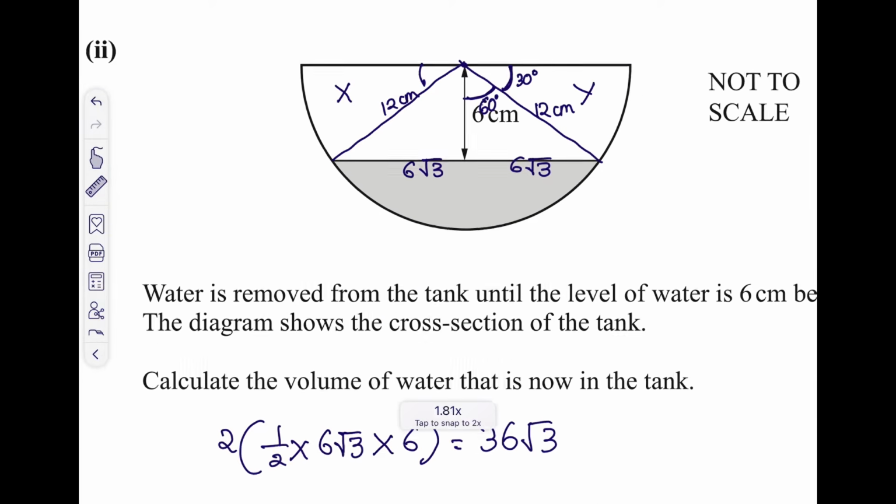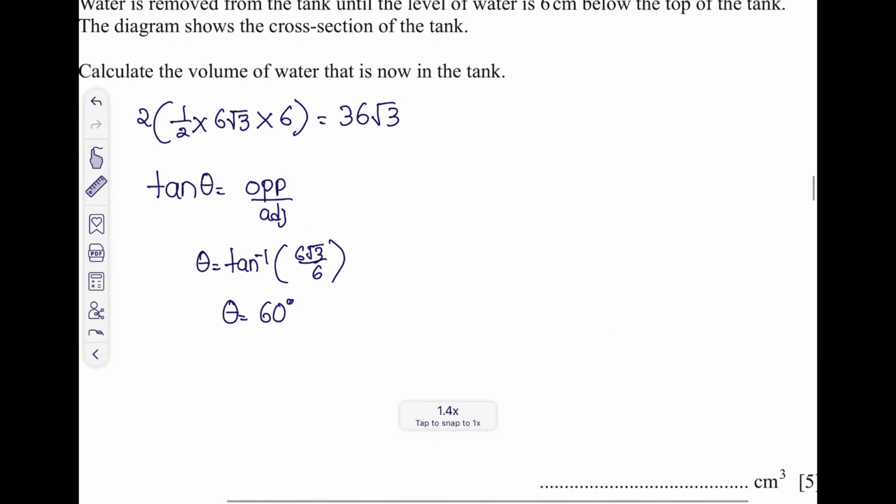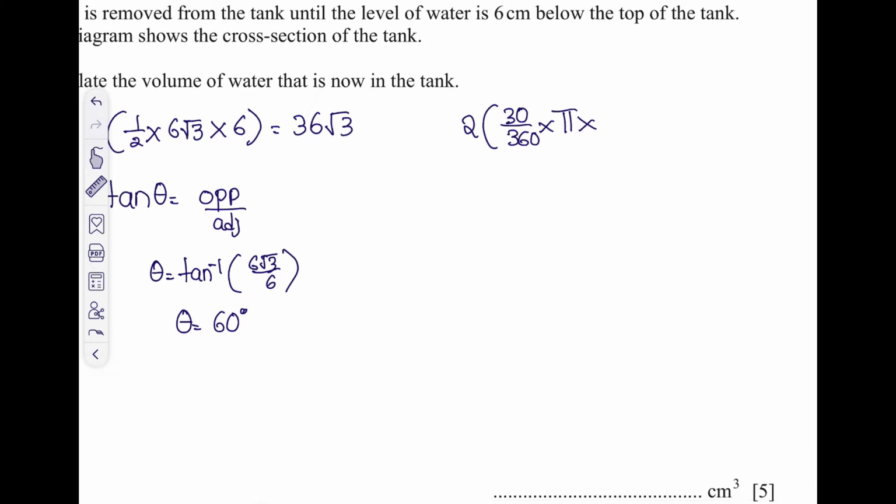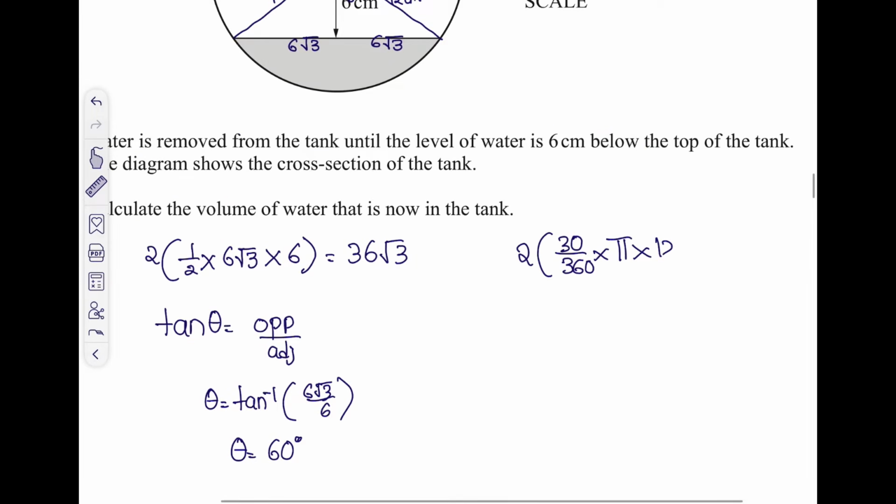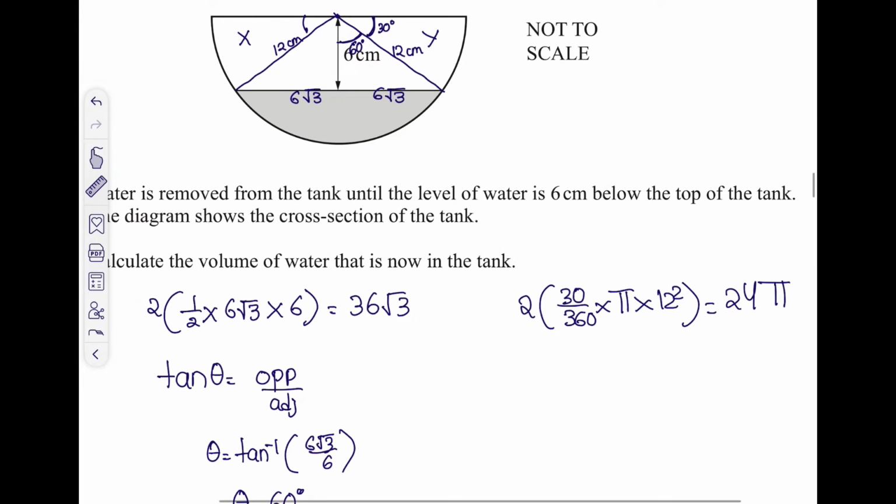And I've got two of them which are the same, so I could say another area would be 2 times the angle 30 over 360 into pi into the radius squared. The value of the radius here is 12. Just put this in the calculator: 2 times 30 over 360 into pi into 12 squared. This formula is part of the syllabus, so you must know what it indicates. That is 24 pi. Alright, now I've gotten this area.